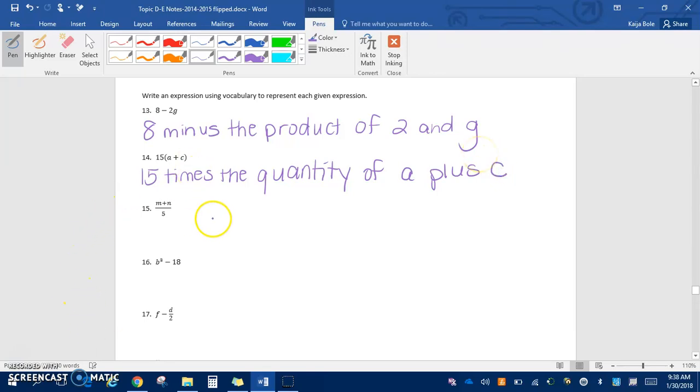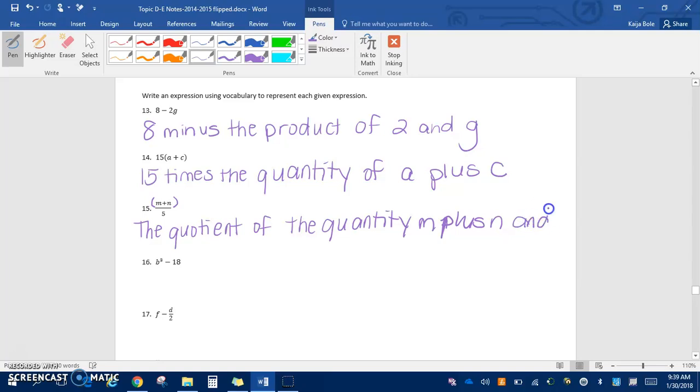For 15 here, we have the quantity m plus n divided by 5. Alright, and you can write in parentheses there to help you. So we could say, though, the quotient of, which represents our division, the quantity m plus n and 5. So remember, when we say quotient, we don't need to say divided by. You either pick one or the other.